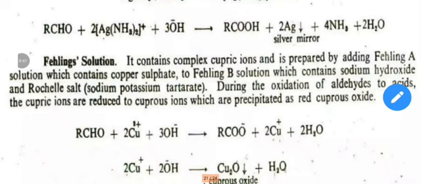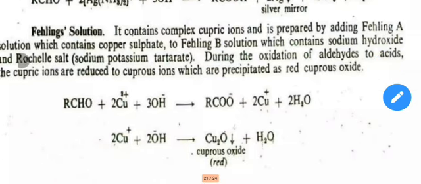Then Fehling's solution. It contains complex cupric ions and is prepared by adding Fehling A solution, which contains copper sulfate, to Fehling B solution, which contains sodium hydroxide and Rochelle salt, that is sodium potassium tartrate. During the oxidation of aldehydes to acids, the cupric ions are reduced to cuprous ions, which are precipitated as red cuprous oxide. Okay, RCHO plus 2Cu2+ plus 3OH minus gives RCOO minus plus 2Cu+.